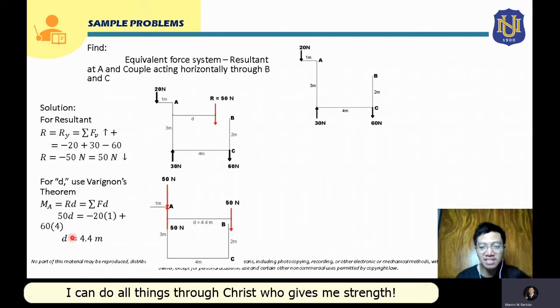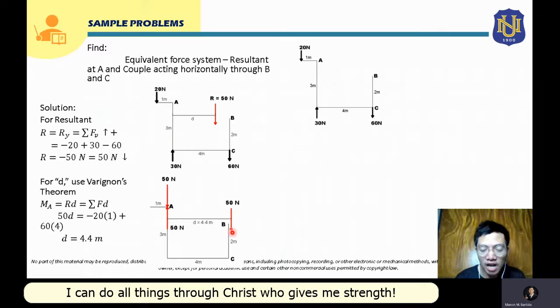From the distance D that we have solved, we can see here that our assumption is wrong. Our resultant is actually located a little bit farther than this 4 meters. So it will be located somewhere here. This will be 4.4 meters. This will be the location and position of our resultant, which is 50 Newton.